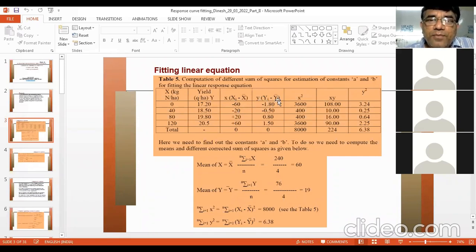Sir, please tell me one second, what is small x, sir? Yeah, small x is your deviation against the mean. In your first column you have x, in kg nitrogen per hectare. So x is your independent variable, whose values are 0, 40, 80, 120. Y is your yield, in quintal per hectare. You need these for calculating the values of a and b.